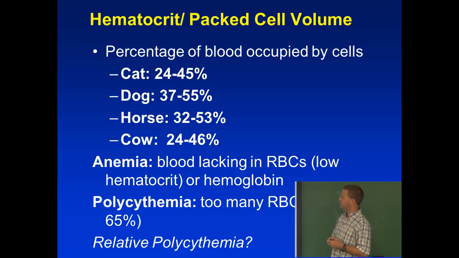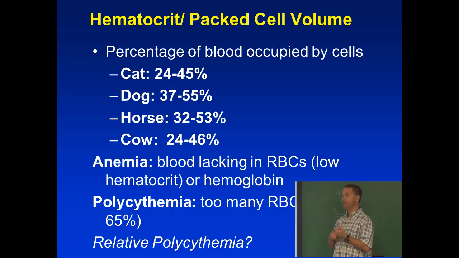So cats and dogs are the ones that I want you to know. Dogs are somewhere between 37 to 55% of their blood is made up of cells, and cats somewhere between 24 to 55. And again, the packed cell volume is important because it tells us the relative oxygen carrying ability of that animal. Okay? And it's a really simple, really cheap test to do, because if you have an animal come in and its normal hematocrit is in the 37 to 55 range, and you have that animal come in with a 25% hematocrit, that indicates that animal is what?